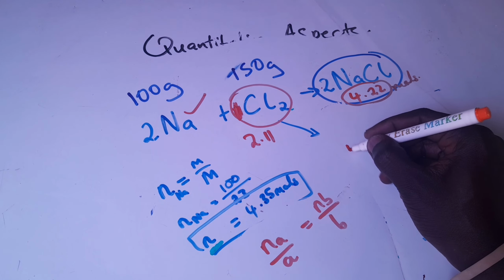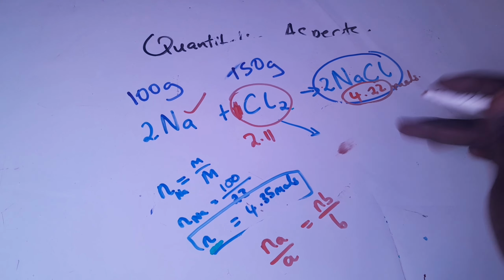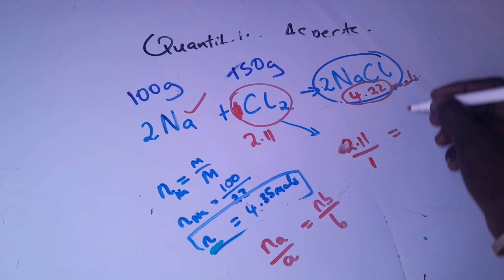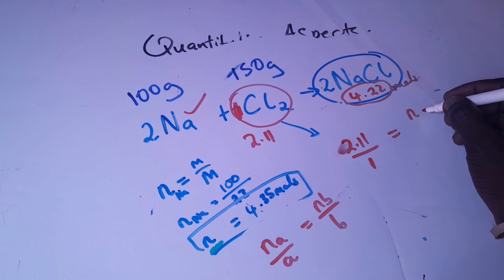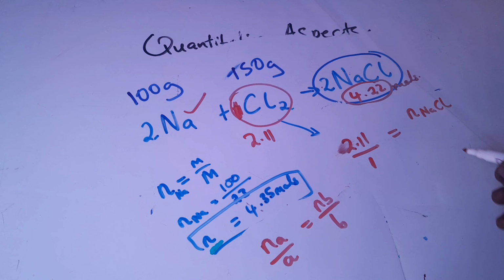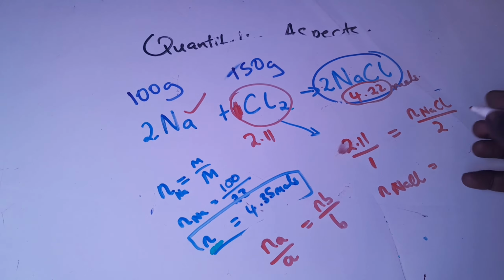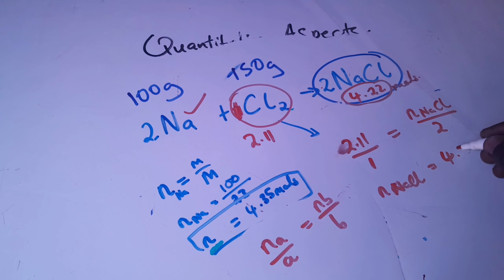So number of moles of A, what is the number of moles there? 2,11, over the coefficient is equal to the number of moles there. So this is sodium chloride, over the coefficient there, it is 2. So it means that the number of moles of sodium chloride will be equal to 2 multiplied by this, giving us.